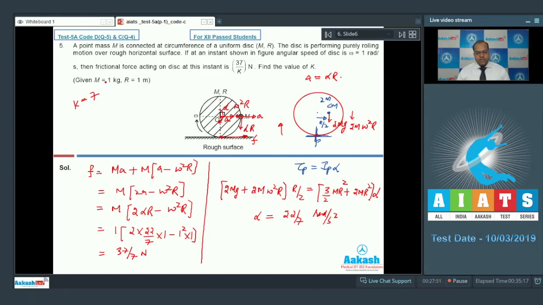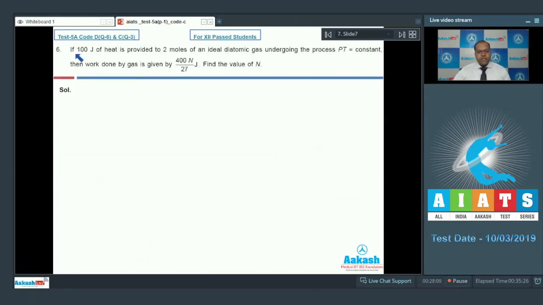Let's move to question number 6. In question number 6, if 100 joule of heat is provided to 2 moles of an ideal diatomic gas undergoing the process P root T equal to constant, then the work done by gas is given by 400 N by 27 joule. Find the value of N.